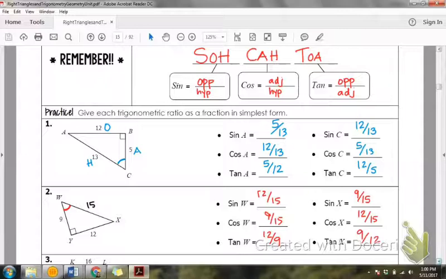Guys, I want to show you something interesting. What do you notice? Do you see this? These are the same. These are the same. These are opposites. I see that? Okay, that wasn't coincidence. That should happen every time when you're talking about different angles, though.